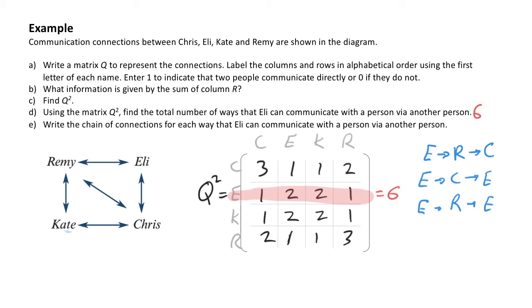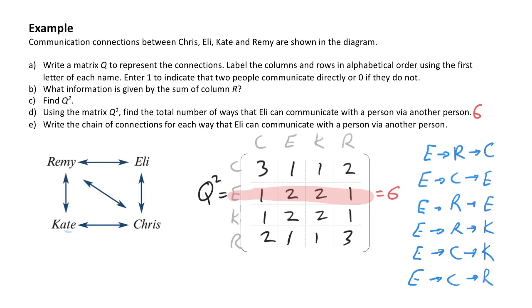So moving on, we'll now have a look at how Eli can contact Kate. For Eli to contact Kate, he either goes through Chris or he goes through Remy. So Eli to Remy to Kate, or Eli to Chris to Kate. And that leaves the ways for Eli to be able to contact Remy. For that to be done by a third person, it has to be done through Chris. So Eli to Chris and then to Remy.